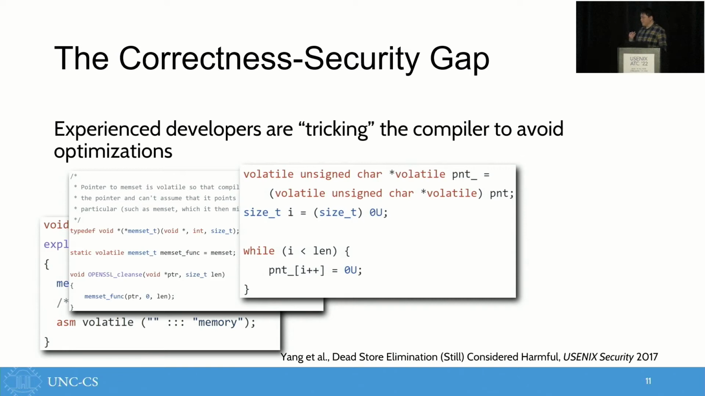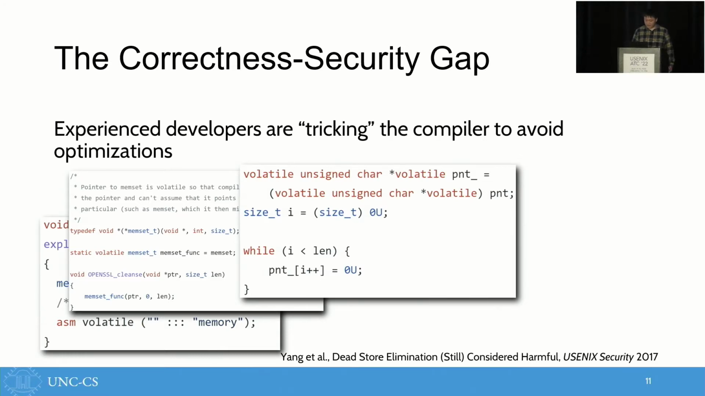There are some developers that know about this Correctness-Security Gap issue. Experienced developers are applying tricks to avoid such optimizations. We have examples that use various forms of volatile functions or volatile objects, such that the compilers will not understand that the memory object will not be in use after. However, what works for the current version of the compiler has no guarantee that it will work for a future version.